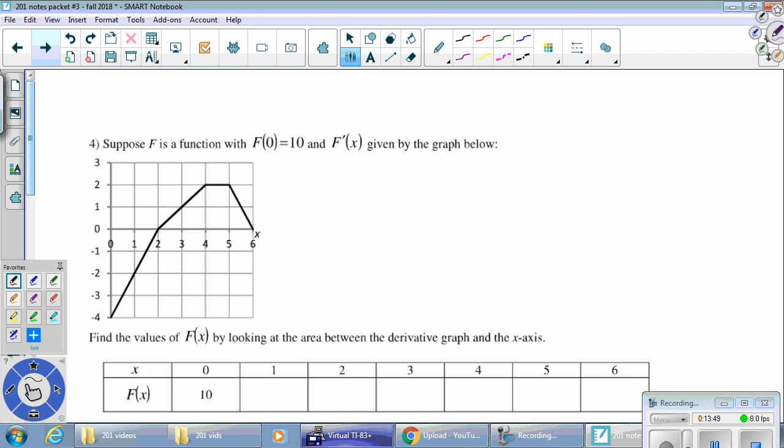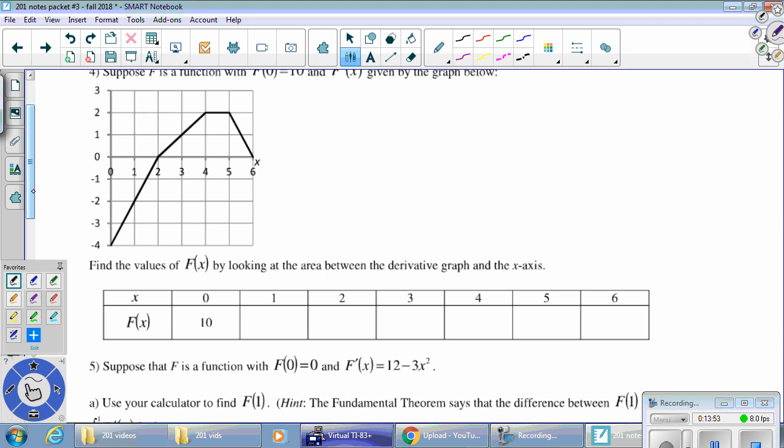All right, we know f of 0 is 10 and f prime is given by this graph. We're going to find the values of f by looking at the area between the derivative and the x-axis. This is identical to the stock market example. It just doesn't have the stock market words associated with it. But let's go ahead and start calculating areas.